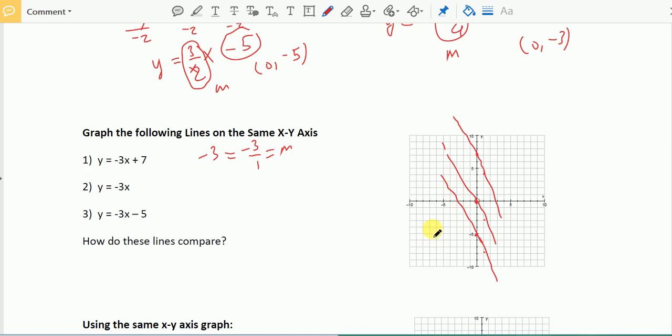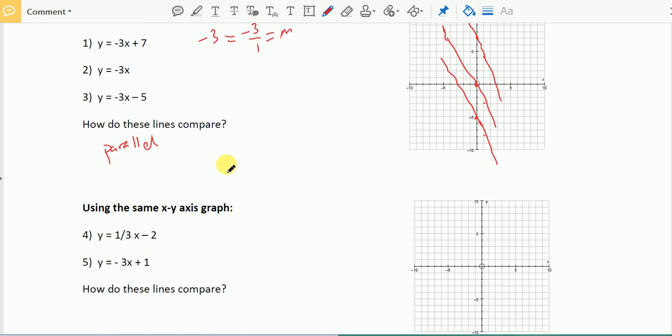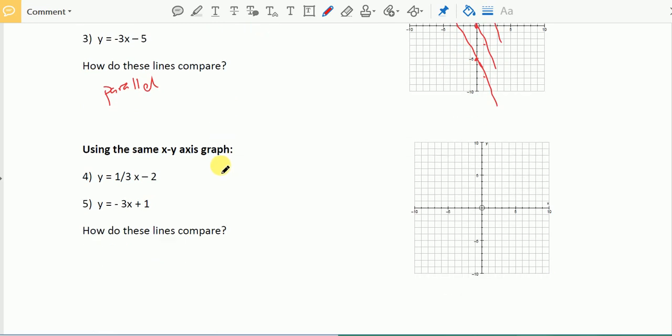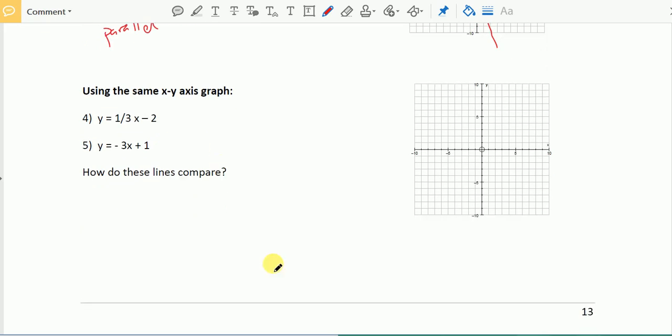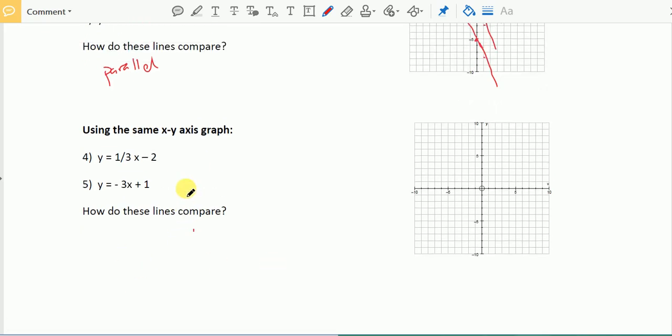Okay, and it looks like these 3 lines are parallel, right? If you draw carefully, then you can see that they are parallel, and they are parallel because they have the same slope. So any slopes that are equal, they are parallel. Okay, how about these two? So parallel means that we have the same slope.